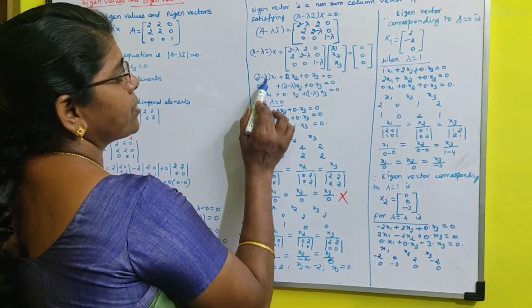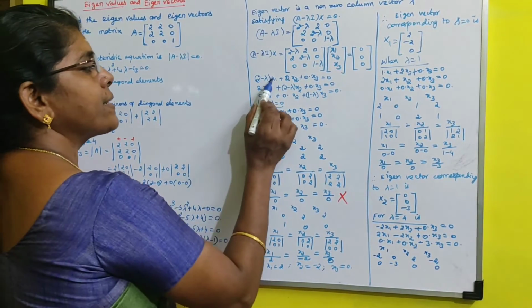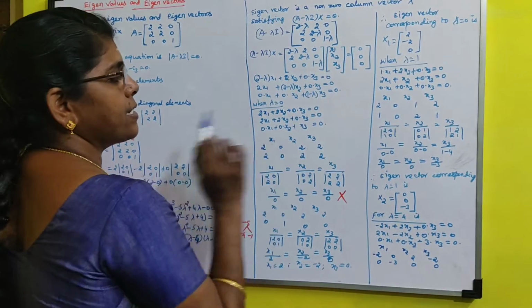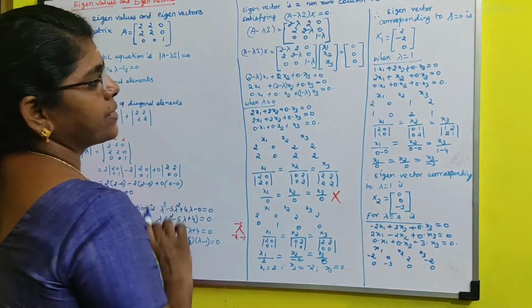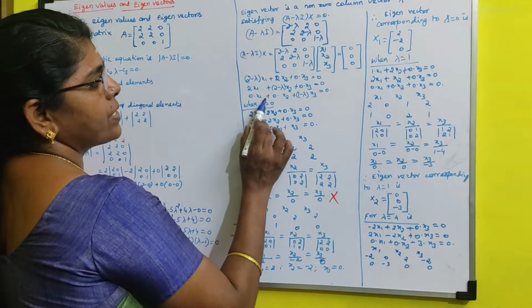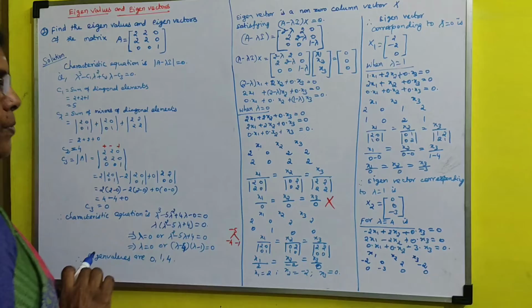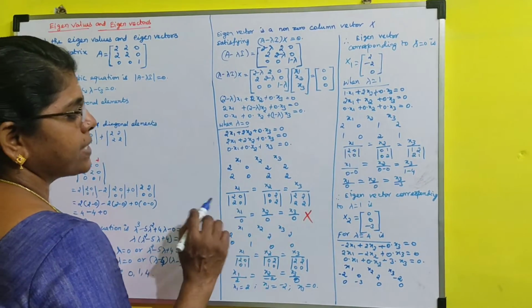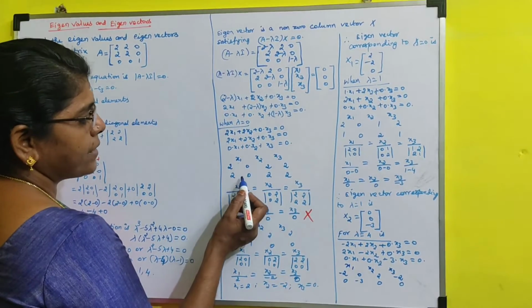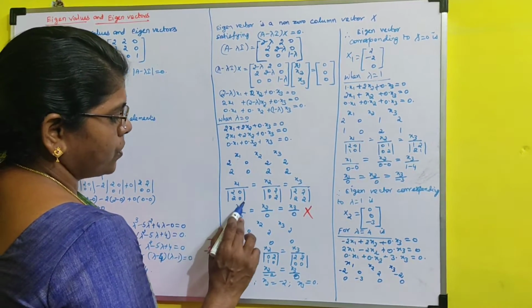Putting lambda equal to 0 in these three equations, the equations will become 2x1 plus 2x2 plus 0x3 equal to 0. 2x1 plus 2x2 plus 0x3 equal to 0. And last 0x1 plus 0x2 plus x3 equal to 0. Okay. Taking x1 and x2, x3 by cross multiplication method, we will have x1 by determinant of 2, 0, 2, 0.